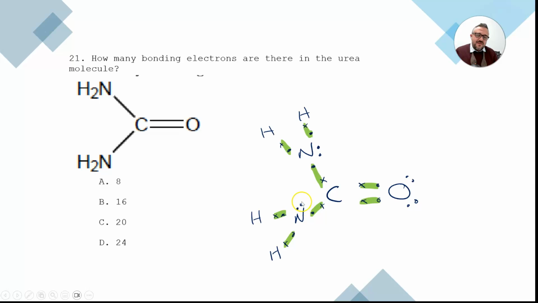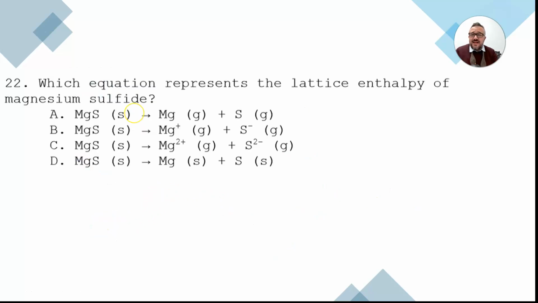So then some people might go, well, there's this one here, this one here. That gets us 24. But remember, only looking for bonding pairs. So that keeps us at 16. So a lattice enthalpy question, a genuine Born-Haber question, I guess. Which equation represents the lattice enthalpy of magnesium sulfide?